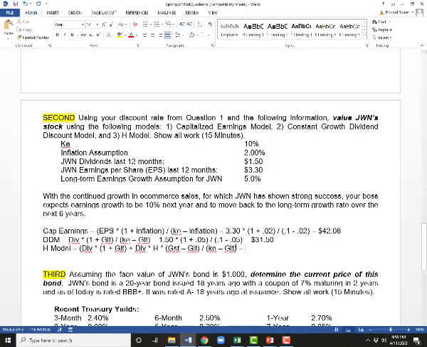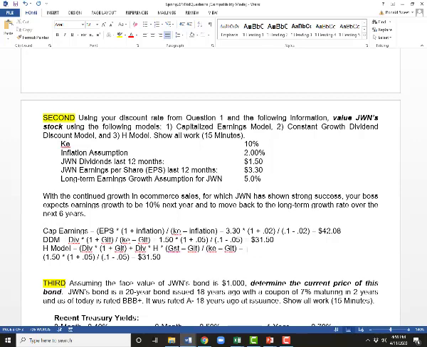And then with the H model, we can copy the dividend discount model down. Put it in the next line. Plus dividends times the H. So what is the H here? We say the continued growth in commerce for Nordstrom has shown strong success. That was true before the COVID virus, obviously. Earnings will be 10%, there's their short-term growth, over the next year to move back to long-term growth over 6 years. So you've got 6 years and you have 10%.